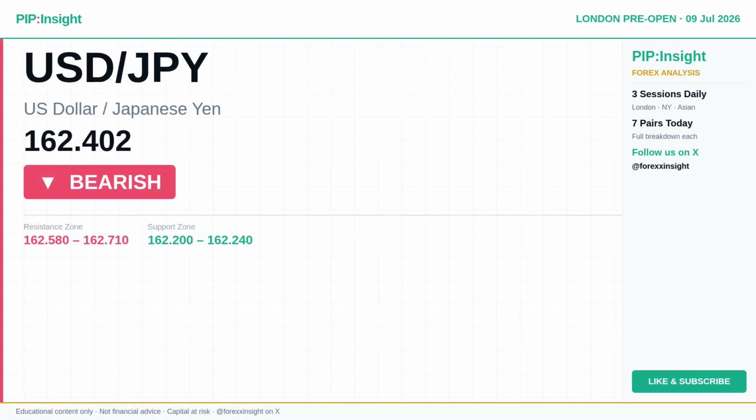Dollar yen. The chart is showing tentative bearish structure on this session. The 4-hour trend is to the upside and the 1-hour is pointing lower. Resistance is marked between 162.58 and 162.71. Support is marked between 162.2 and 162.24. Here is the full chart breakdown.